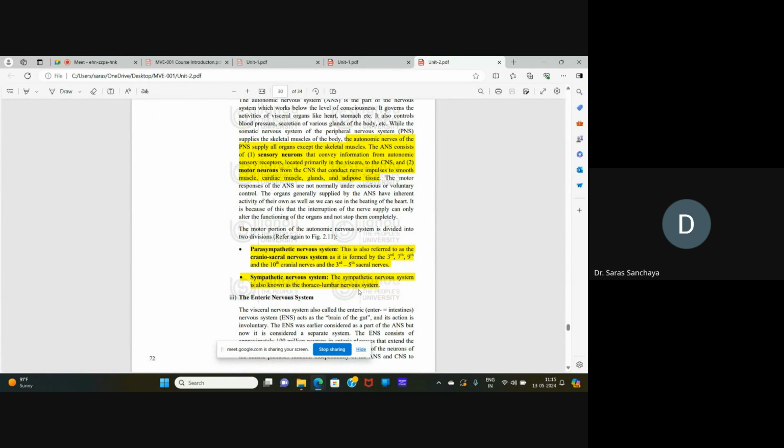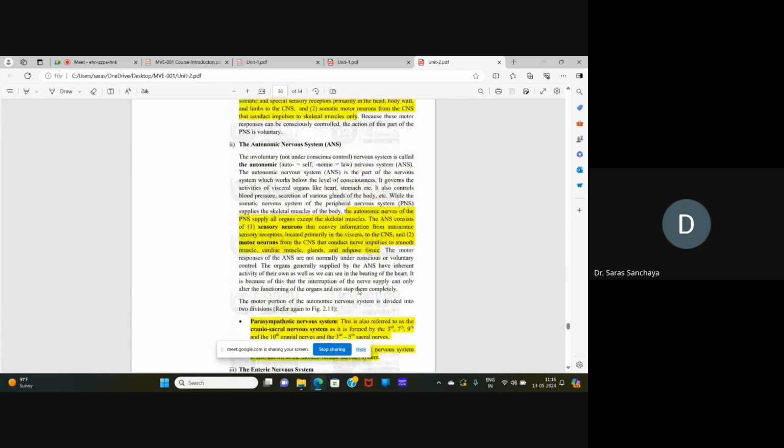This is also referred to as the craniosacral nervous system. It is formed by the third, seventh, ninth, and tenth cranial nerves and the second to fourth sacral nerves. The sympathetic nervous system is also known as the thoracolumbar nervous system. So they help in the autonomic nervous system.